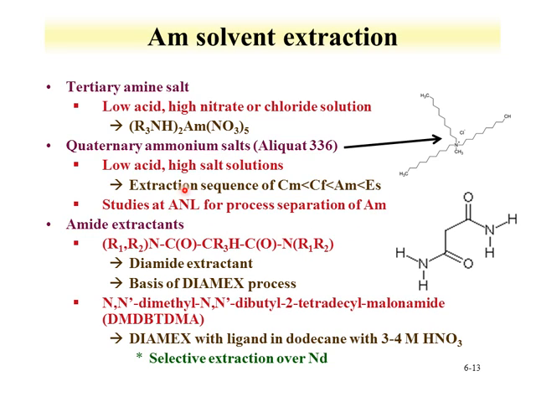This has been examined at Argonne National Lab for process separations involving americium, the Aliquat 336. There's also a number of amide extractants. The amide functional group is shown here. This is the basis of a process that's been evaluated in Europe called the DIAMEX process, where this malonamide has been used, and in 3 to 4 molar nitric acid, now we're at higher acid concentrations, you get a selective extraction of americium over neodymium.